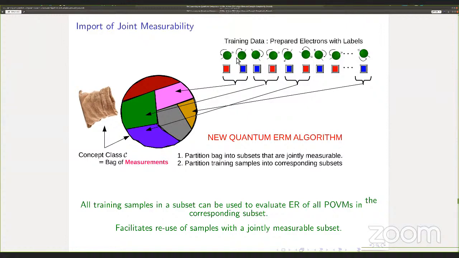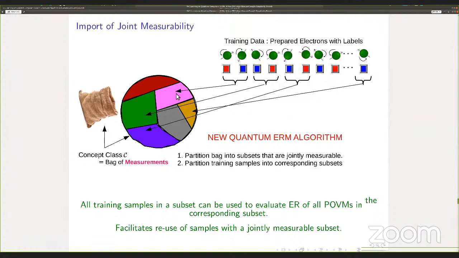So I can use all of the samples in the first set to evaluate all of the pink measurements. I can reuse my samples there, because I go to this pink class of measurements, choose the most fine-grained measurement, do that one measurement on each of the samples, get some classical output, and then post-process it to get the output corresponding to every measurement in that bag, right? I do only one measurement. That's the key. Don't do multiple measurements.